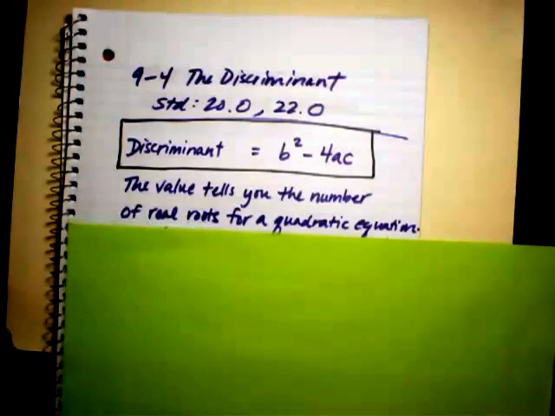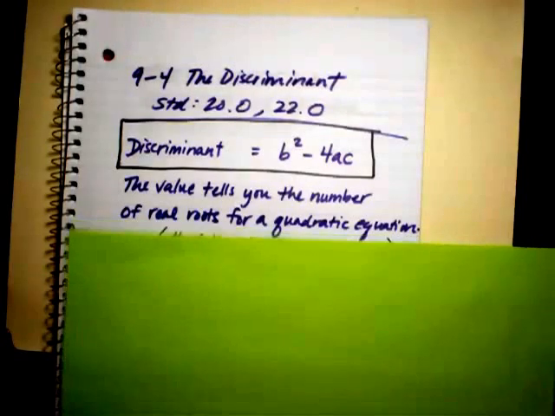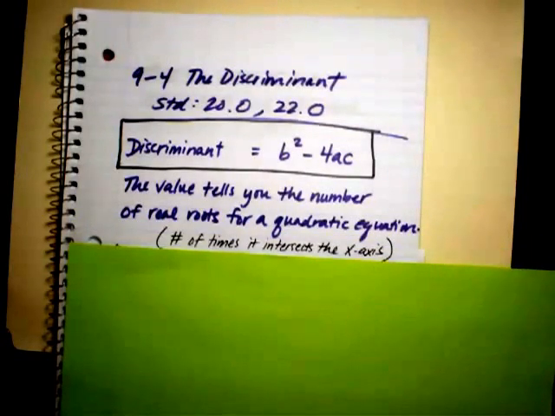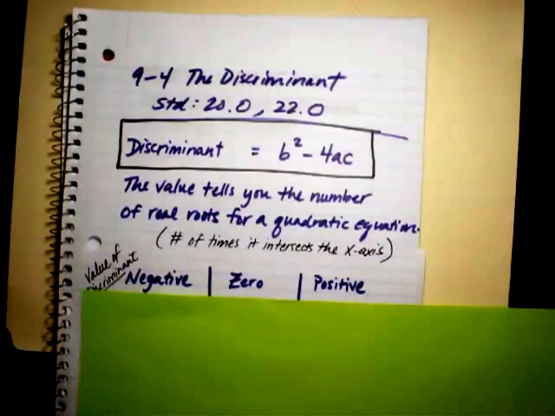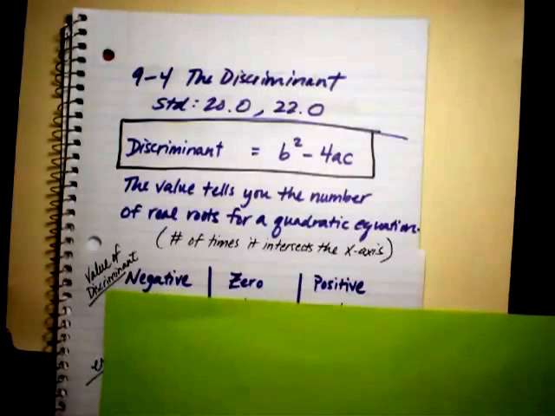What it tells you is the number of real roots that quadratic equation will have. By number of real roots, it basically tells you the number of times that graph is going to intersect the x-axis. So let's detail out exactly what information it will tell you.